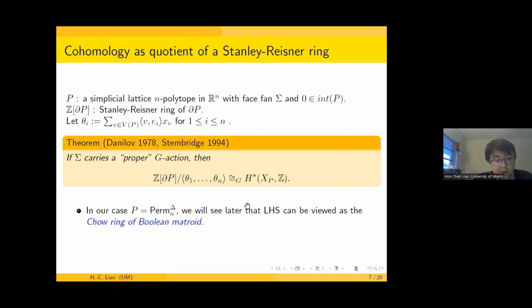So in our case, this polytope P is just the dual permutohedron. And we will see later that we will view the left-hand side of this as the Chow ring of the Boolean matroid.